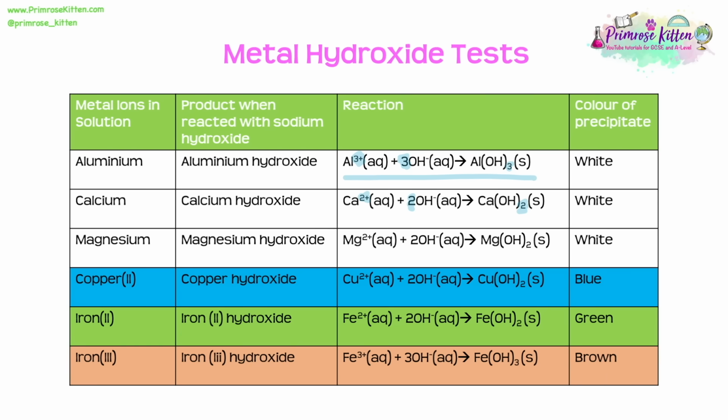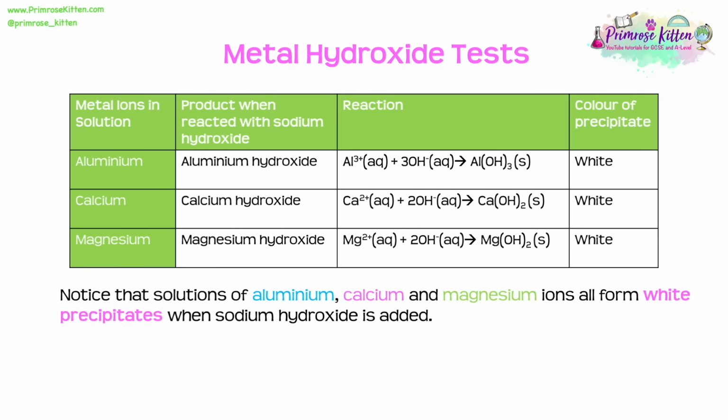Iron 2+ reacts with sodium hydroxide to form the green iron(II) hydroxide precipitate, and iron 3 will react with sodium hydroxide to form the brown iron(III) hydroxide. Now it's very important that you go away and you learn these different colours that are formed, as well as these ionic equations.